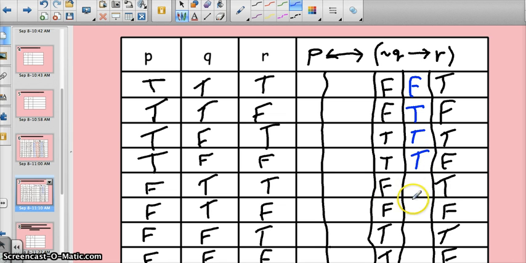But this one being false to true is bad. That one's going to be false. Got a true right here. The last two will also be true due to the fact that they are not false to true. That's the only thing that doesn't work with a conditional.